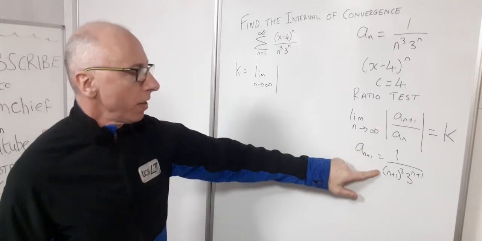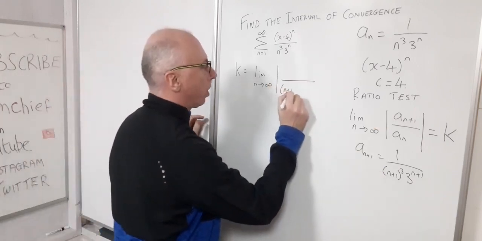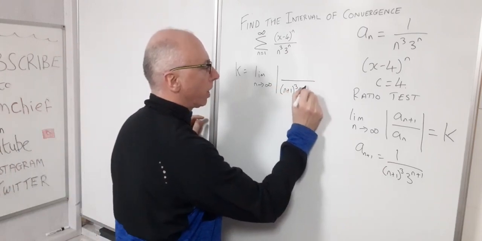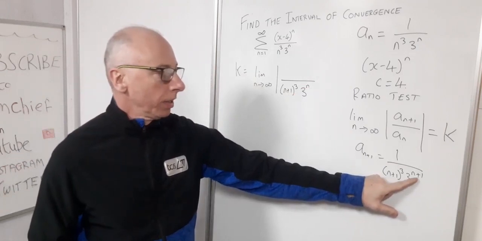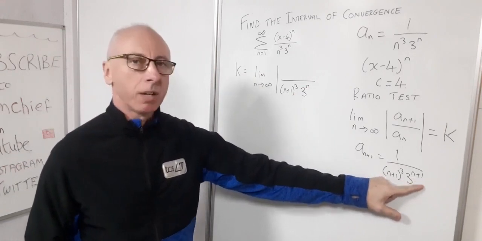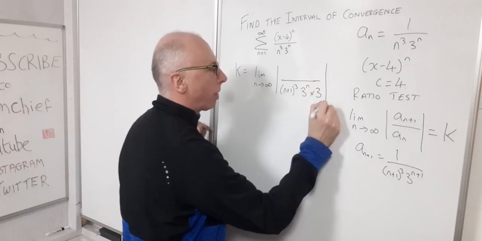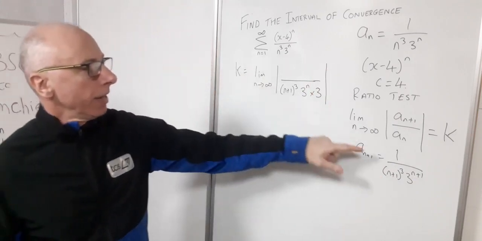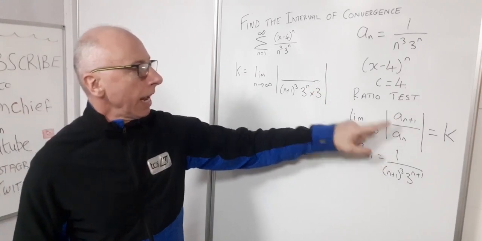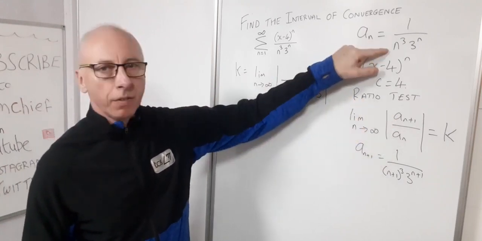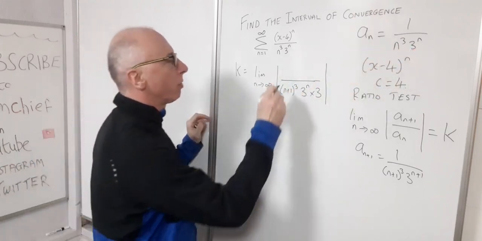So let's find k. So k equals the limit as n approaches infinity, absolute value, an plus 1 over an. So then I could just write this in the denominator. So then I've got (n plus 1) cubed, 3 to the n. Now instead of writing 3 to the n plus 1, this is just the same as 3 to the n times 3. So I'm going to write that like that. That's going to come in useful in my algebra later. And then my numerator for my ratio test would be an, because if I take the reciprocal, I can then put n cubed 3 to the n in my numerator.